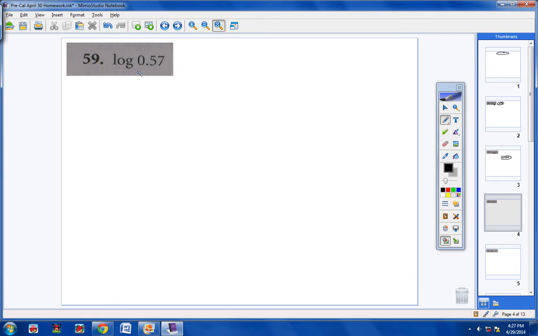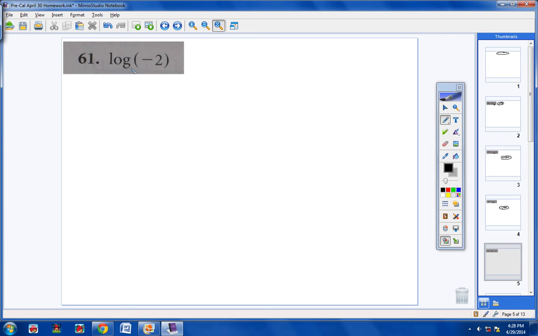Number 59, there's no base, so we know that's a base 10. That's a common log, and your calculator does those for you. So we're going to type in the log of 0.57, and the logarithm of 0.57 is negative 0.24412. And because this is a 2, we will leave this 1 alone, and so your answer is negative 0.2441.